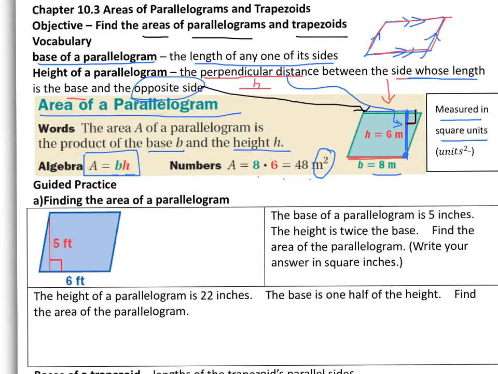Let's do some practice problems. Finding the area of a parallelogram. The base of this parallelogram is 6 feet. The perpendicular distance between the side whose length is the base and the opposite side is 5 feet. So we just take 5 and multiply by 6 to get 30. And please remember to write feet squared. I will take points off if you don't write the squared.